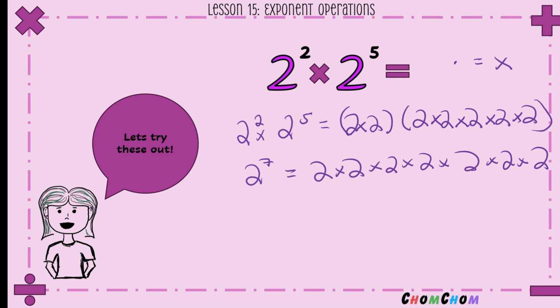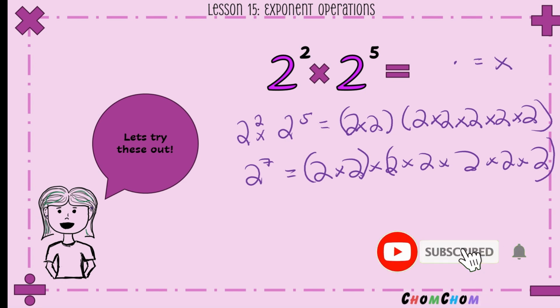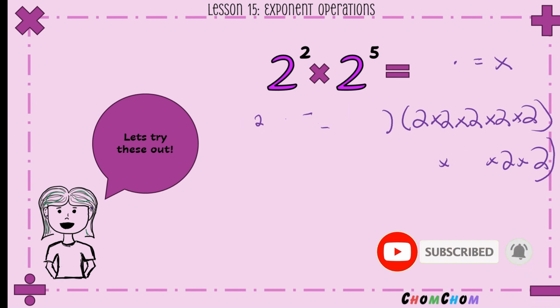Alright, so we have this. This is equivalent to this. So we have 1, 2, 3, 4, 5, 6, 7 twos there, and 1, 2, 3, 4, 5, 6, 7 twos there. And we can just put parentheses around, right? So they are equivalent. But what happens if we use a different base? So let's experiment with that real quick.